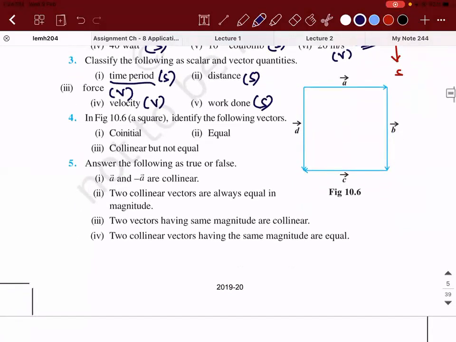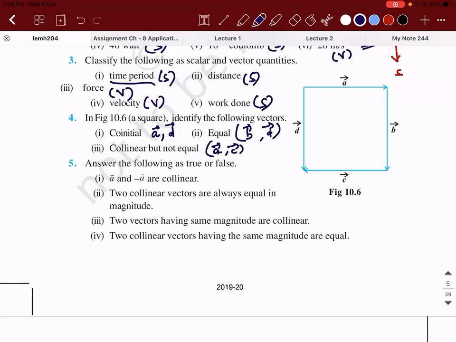In figure 10.6, a square. Identify the following vectors. What are all the co-initial vectors, guys? A vector and B vector. Correct. Equal. A and D and B. Correct. B vector and D vector. Collinear but not equal: A and C. Correct.